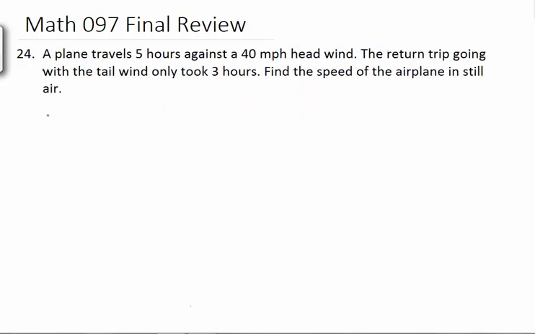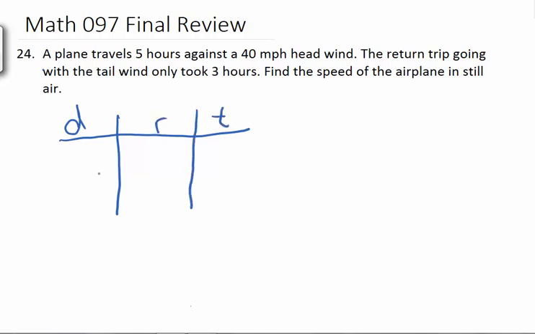A plane travels 5 hours against a 40-mile-per-hour headwind. The return trip going with the tailwind only took 3 hours. Find the speed of the plane in still air. So this is going to be a distance, rate, time problem. So we'll set up a chart. So first, we took 5 hours against a 40-mile-per-hour headwind.